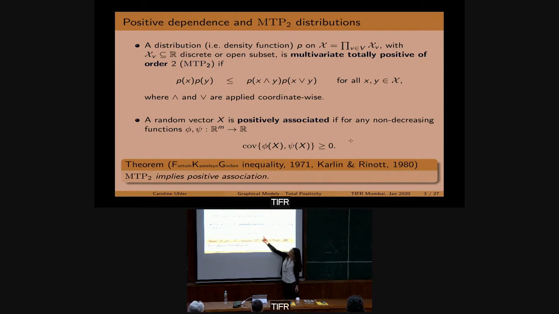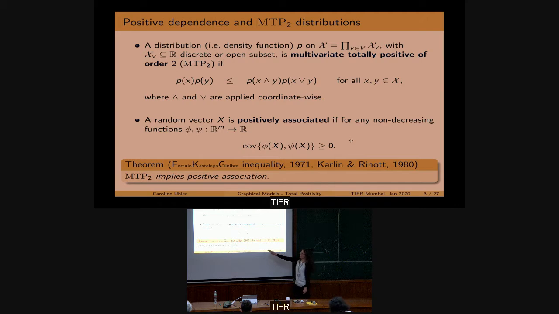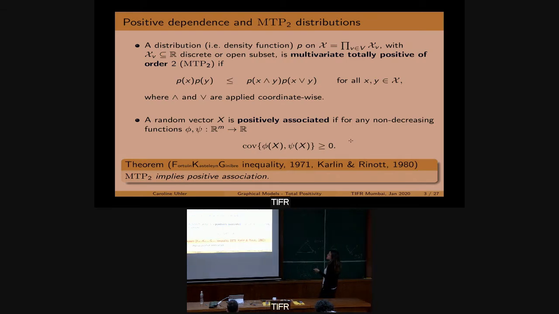Well, MTP2 was introduced in order to study positive association, because checking positive association is very difficult. You have to check this for any two non-decreasing functions. However, and this is the famous FKG inequality, it is in fact the case that MTP2 implies positive association. And MTP2 might be easier to check because you only have to check this for any two points in the sample space instead of for any two non-decreasing functions. So that's really the reason why MTP2 was introduced.